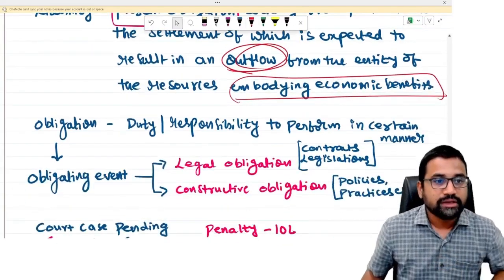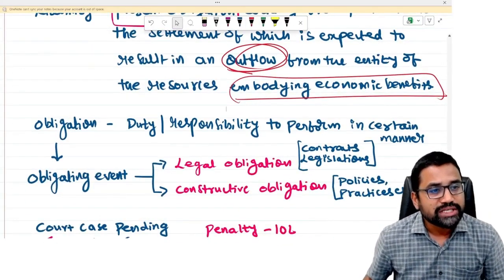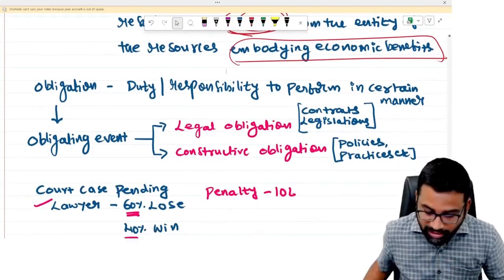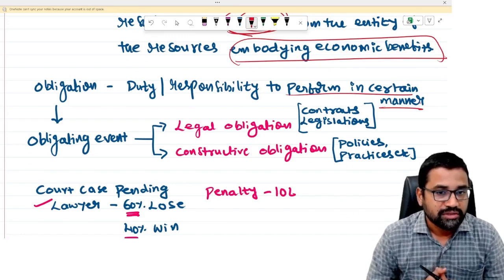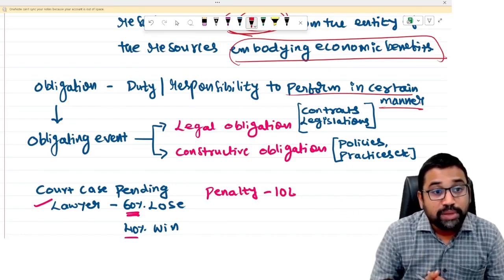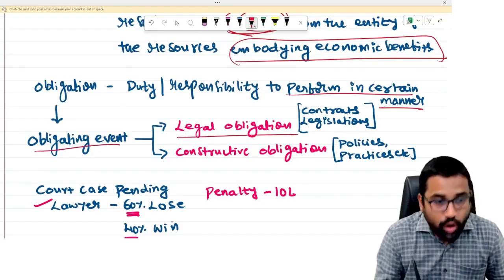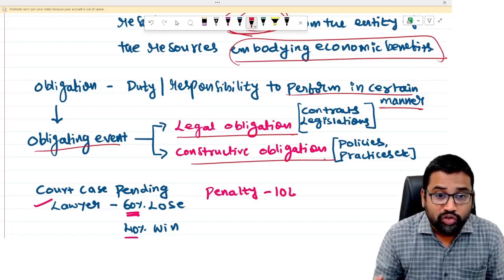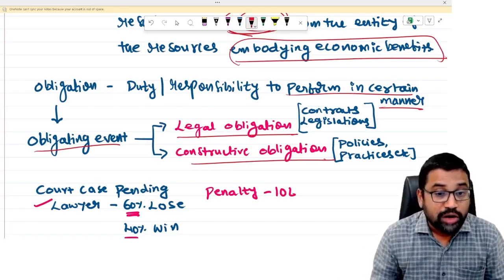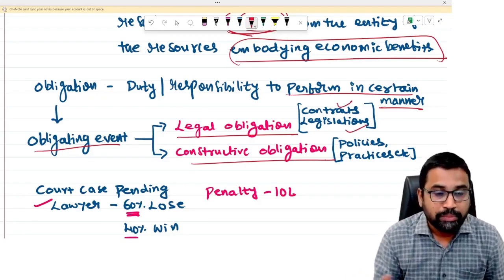Okay. Now, sir, what is an obligation? Because you said it is a present obligation. An obligation means a duty or responsibility to perform in a certain manner. And this obligation comes from an obligating event. What is an obligating event? It means a legal obligation or maybe a constructive obligation. Constructive obligation means one arising because of the policies you follow, because of the practices you follow, or a legal obligation because of contracts, because of legislation, because of law.